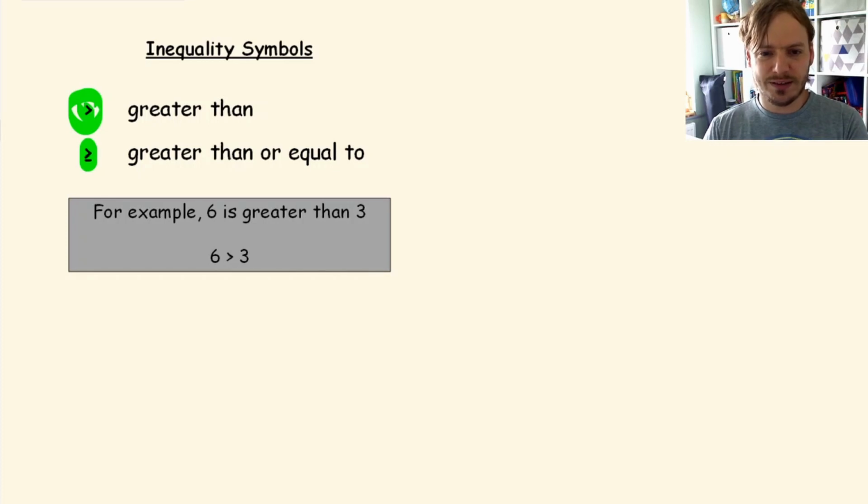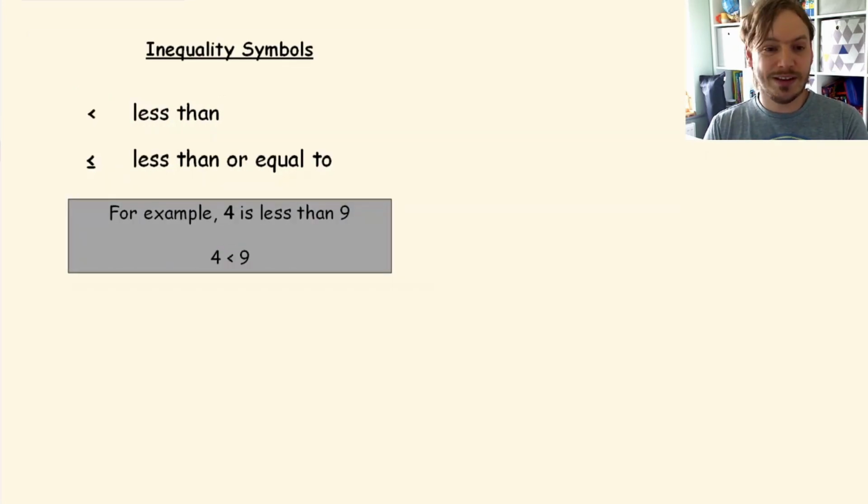So we can say 6 is greater than 3, and that's how we would read this information just here. We can also flip those inequality symbols around, and we can say less than instead. So I've got less than, and then also included the equal sign, less than or equal to, and we can say, for example, 4 is less than 9.